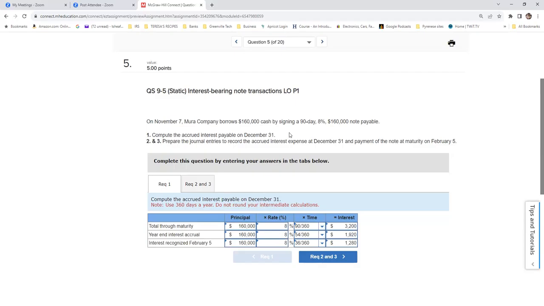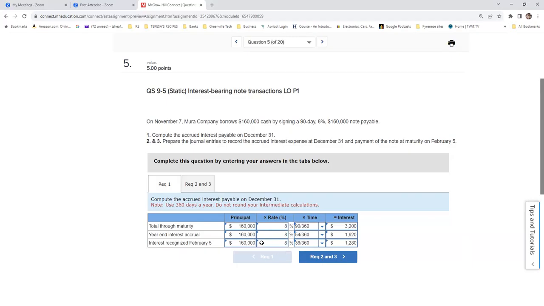So that's requirement one. You're going to multiply in each one $160,000 times 8%. But then in the first one, we're going to do 90 divided by 360, because that's telling us the total amount of interest we have to pay. Next, $160,000 times 8%. Remember our banker's rule? 54 divided by 360. We have 54 days left in the current year, and so that tells us what we're going to have to capture this year.